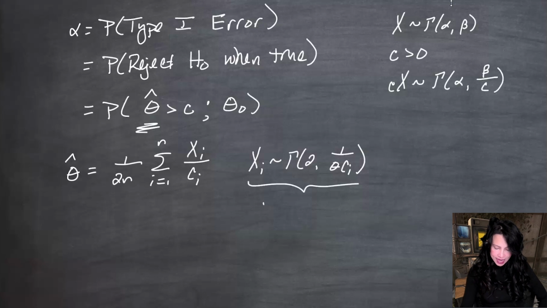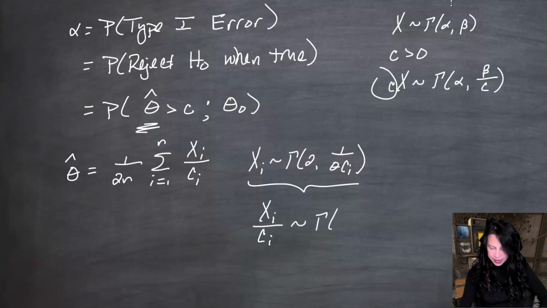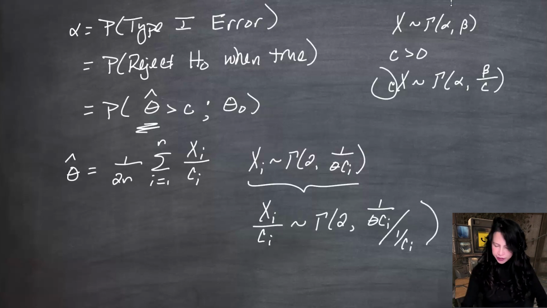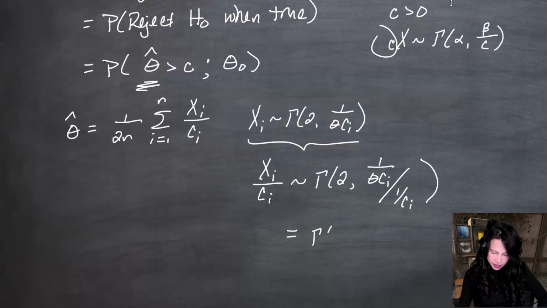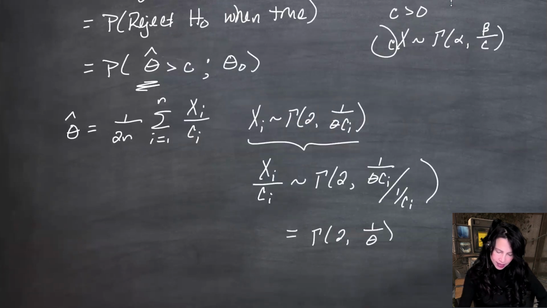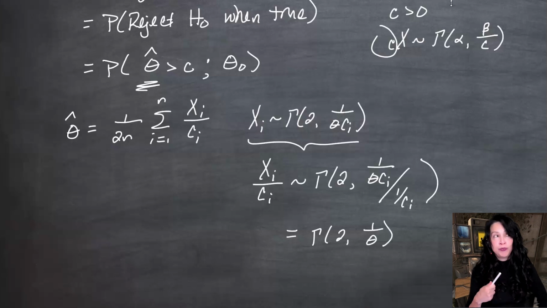Because of this, I know that Xi over Ci, which is like multiplying by 1 over Ci, I'm actually going to get a gamma distribution with parameters 2 and 1 over theta Ci over 1 over Ci. You don't have to write it out like that. If you realize what's happening here, that's going to flip up, and we get gamma 2, 1 over theta. This is really good news for us to be able to continue this problem without having to resort to asymptotic normality because it's a nice gamma distribution.